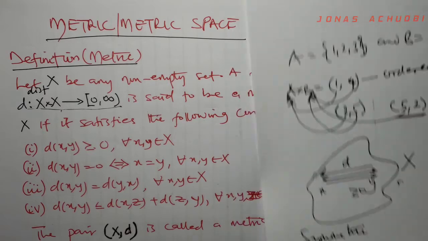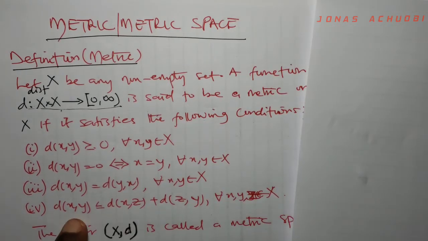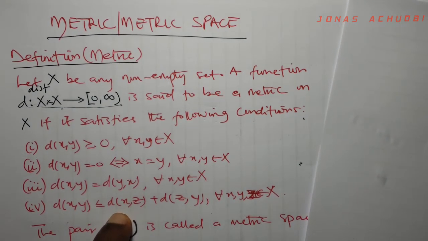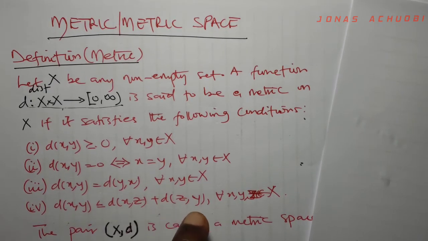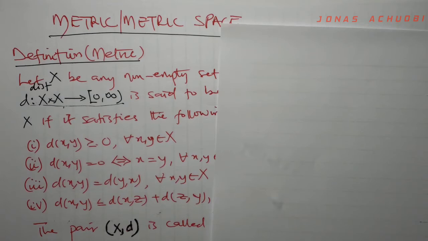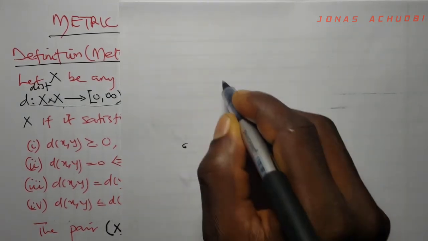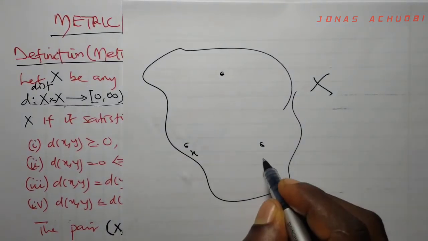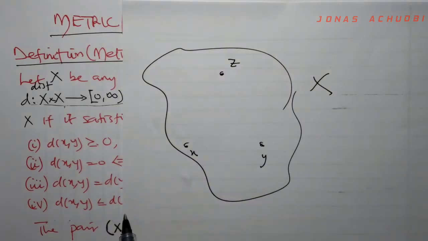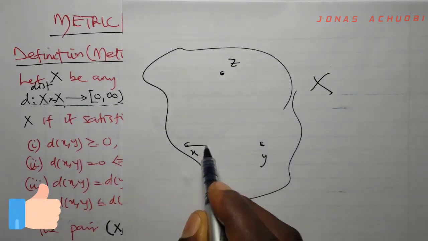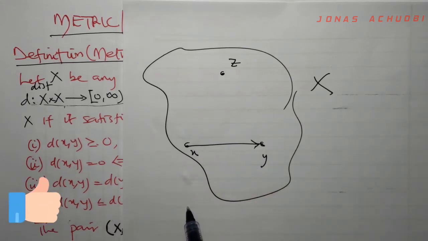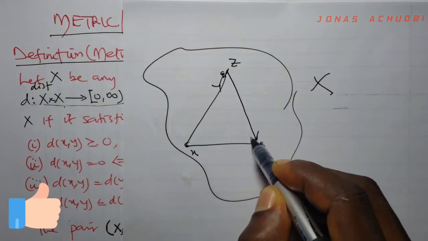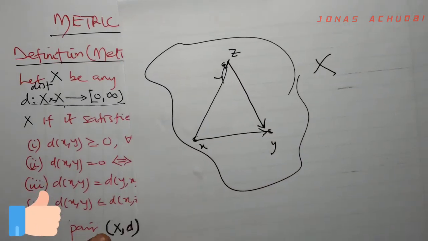Now the fourth axiom here is that the distance between point x and y should be less than or equal to the distance between point x and point z, plus the distance between point z and point y. This one is simply saying that if we have 3 points within our set, say set X has 3 points, the first point is point x, point y, and the third point is point z. What this is saying is that the distance from point x to y should be less than or equal to the distance from point x to point z plus the distance from point z to point y. And this is what we refer to as the triangle inequality.